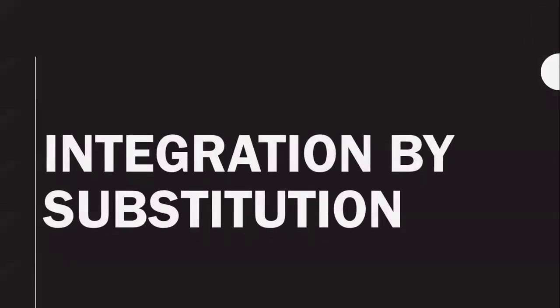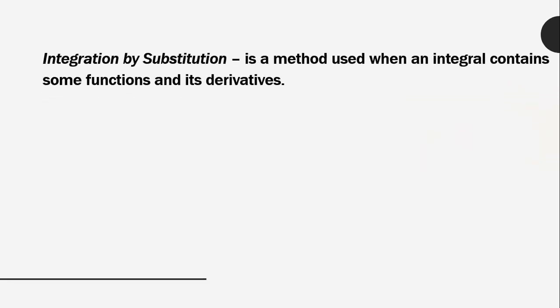So what is integration by substitution? This process or method is used when an integral contains some functions and its derivative. This is quite confusing because the process is integration, but it involves the derivative of a given function. So if there is a given integral of f with a composite function of g of x, then you have to get the derivative of that second function, dx.